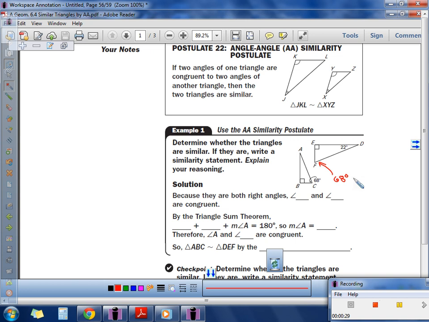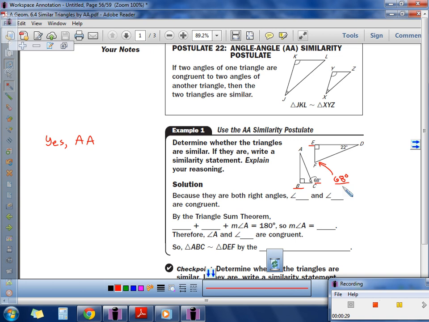Now do we have two angles on each triangle that correspond and are congruent? Definitely. So we have the 68s that correspond and are congruent, and we have the 90s that are corresponding and they are congruent. So the question says, are they similar? What would you say? Yes, they're similar. If they are, write a similarity statement and explain your reasoning. Well, why are they similar? Because of angle-angle similarity. We found that angle-angle similarity due to this right here, so make sure to write in the numbers to prove it.